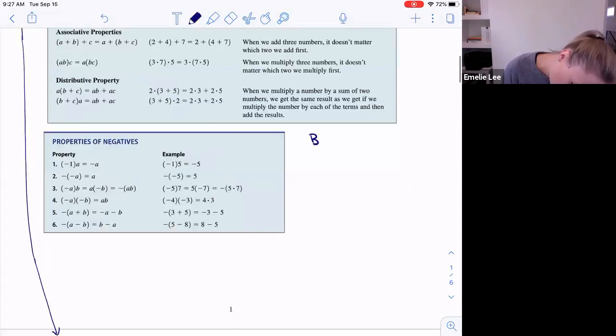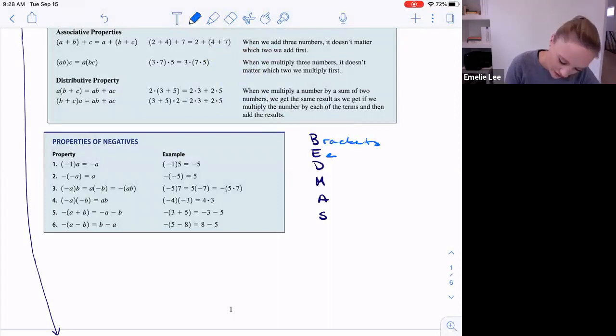I'll do BEDMAS on the side just as a little reminder. I know there are some other ones, but I think BEDMAS is the one that people are most familiar with. So we deal with brackets first, then exponents. Then division and multiplication.